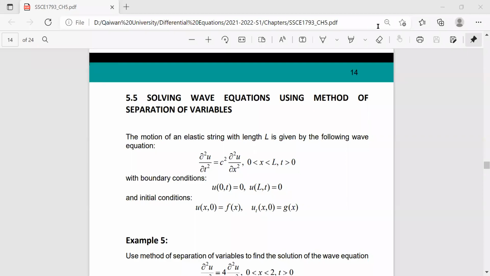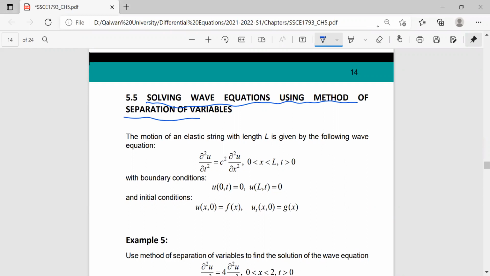Hello, dear students. We now have solving wave equations using the method of separation of variables. Here, we solve the wave equations by using the method of separation of variables. This is the general form of the wave equation.